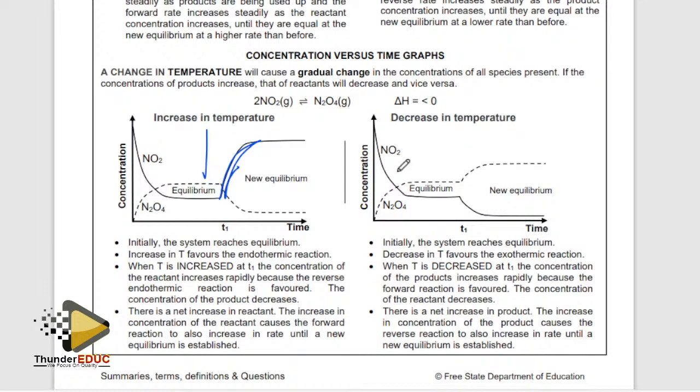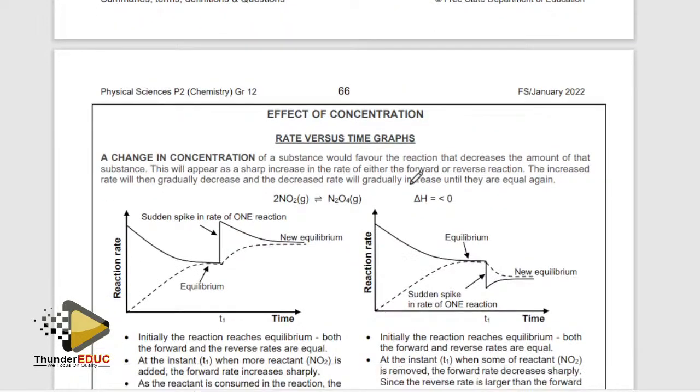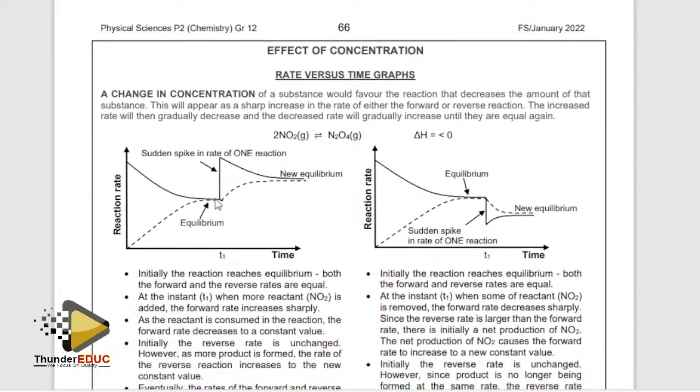It is not straight. It is bending. Check how it looks. While if you look at the case of concentration, check how it looks. It has a sharp spike. It means that either you have added or you have decreased.